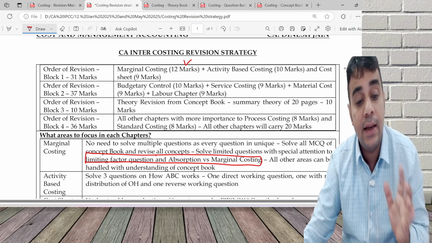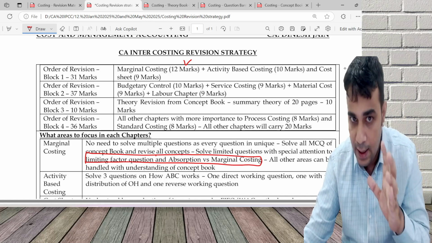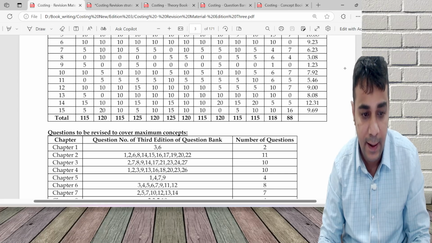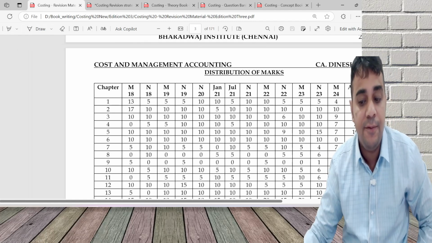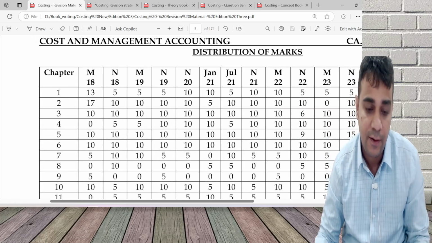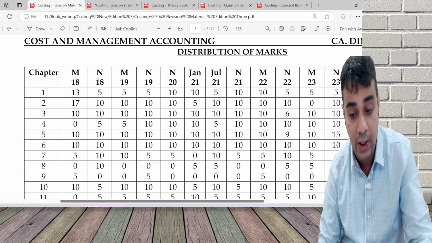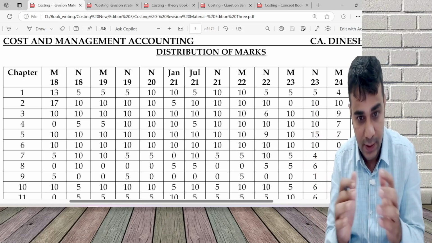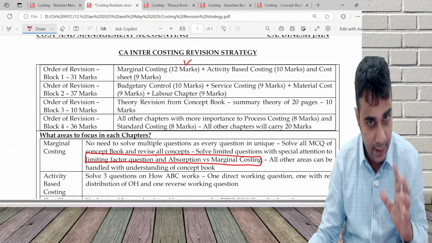Second, we will do activity based costing. Why activity based costing? It carries 10 marks, and a question is going to come from this 100% every attempt. You can look at the marks: 10, 10, 10, 10, 10, 9, 10, 15, 7. So every attempt, there is a question from chapter 5, your activity based costing. In fact, it has more weightage than the overheads chapter, which is a very voluminous area. So block one is like my category A of preparation.